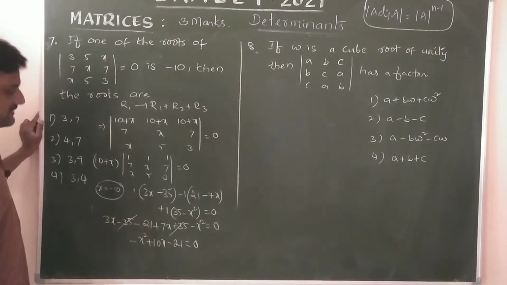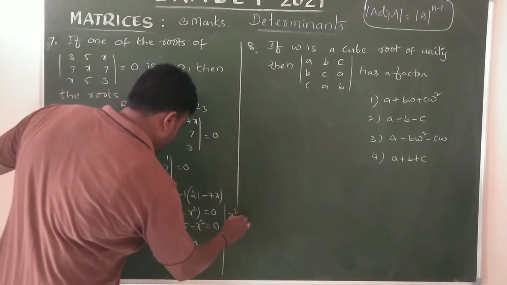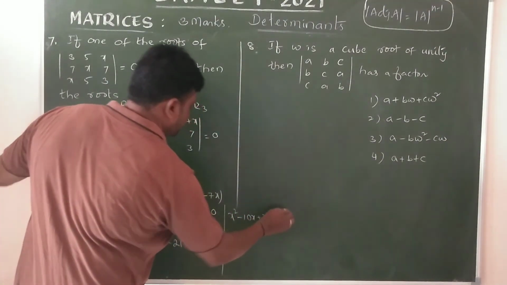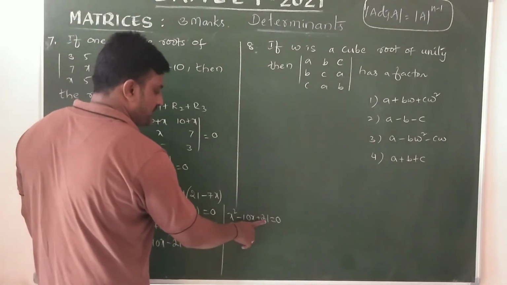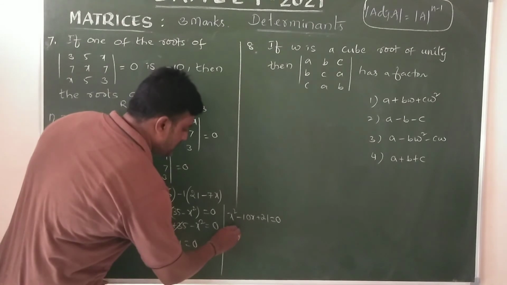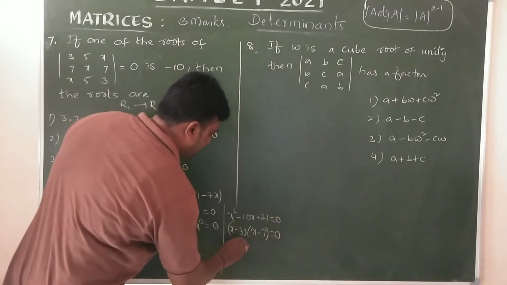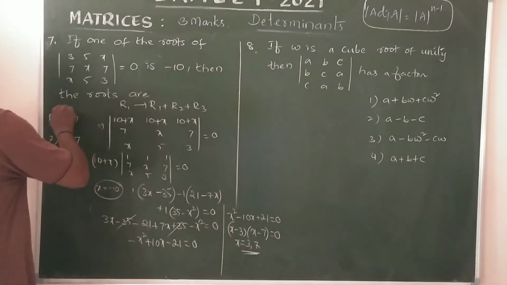After multiplying with minus, then we will get what? x square minus 10x plus 21 equals 0. Clearly we know it is 7 into 3, 7 3s are 21, 7 plus 3 is 10. So x minus 3 into x minus 7 equals 0. x equals 3, 7. Clearly the first option is correct.